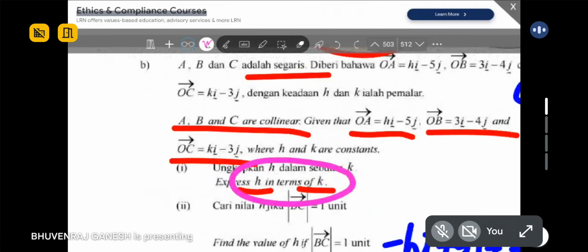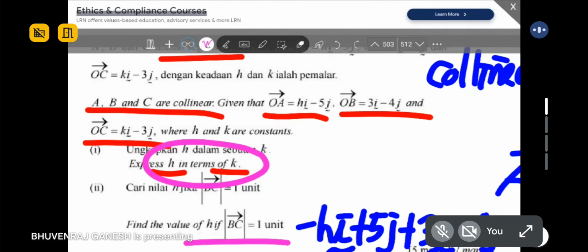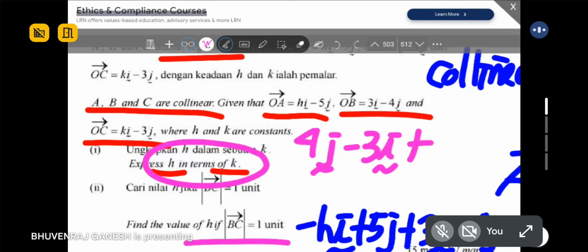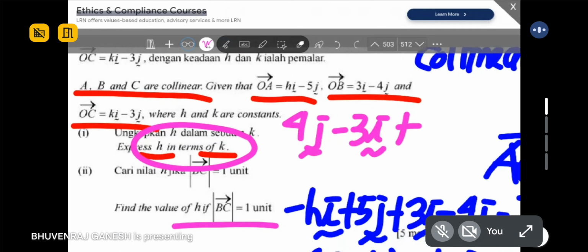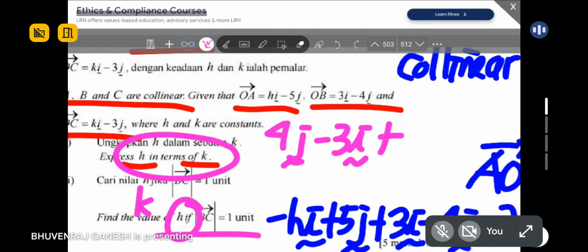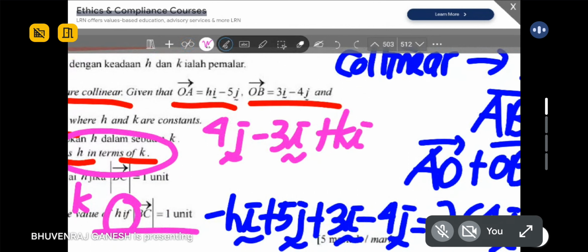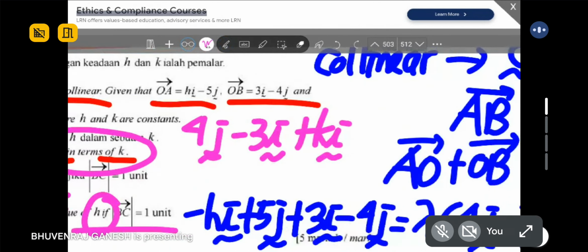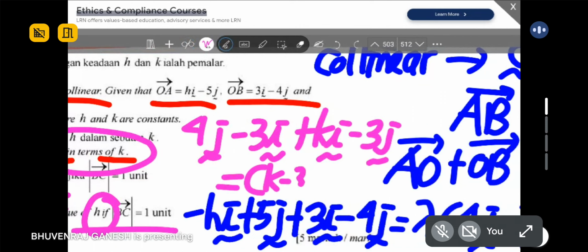All right, so for BC, very simple. BO plus OC. So it's 4J minus 3I plus OC. So for the K value, BO plus OC. Wait, guys, how come they ask for the H value? I think they mean K, if not mistaken, because this one should be K, because we don't know the K value. I think the question has a mistake. Soalan silap. Okay, so plus KI minus 3J. So your answer is K minus 3I plus J.